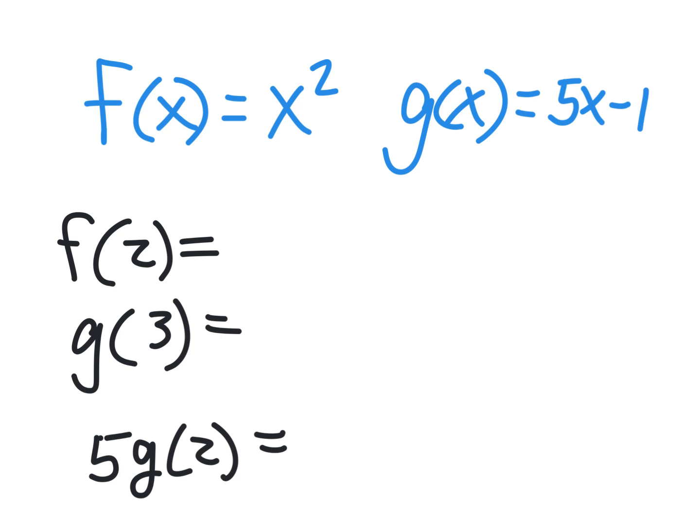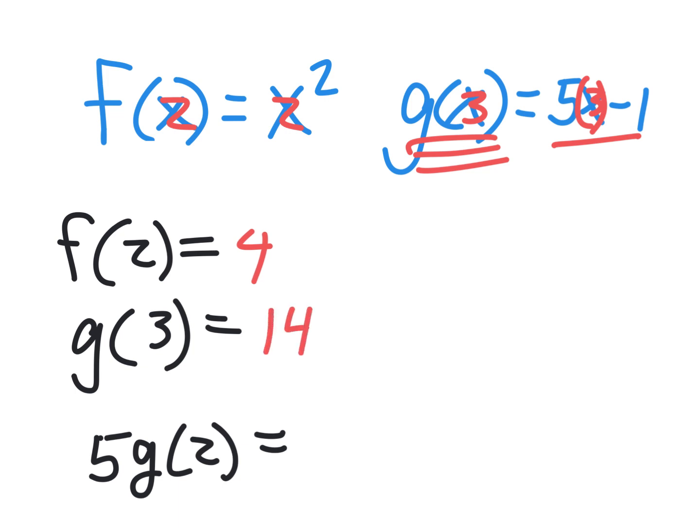Pause for a second. May, you give this one a try. All right, so you should have stuck 2 into the f function, and then you would have had 4. Raise your hand if you had 4 for that first one. Okay, good. Stuck in a 3 here, and that's the same as a 3 here. G of 3 is 15 minus 1 is 14. Raise your hand if you had 14.